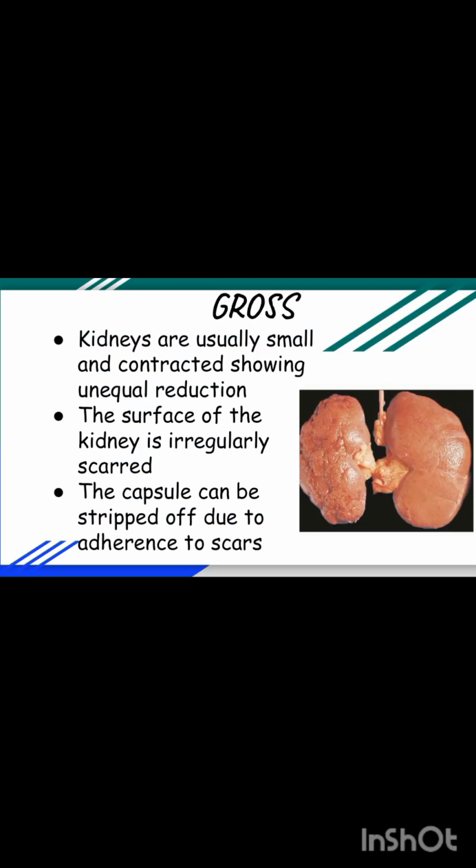On looking at gross features, kidneys are usually small and contracted, showing unequal reduction. We can see here this is the normal kidney, and this is the kidney which has undergone chronic pyelonephritis. We can see this is contracted and there is unequal reduction in this kidney. The surface of the kidney is irregularly scarred. We can see the scarring of the surface here. The capsule can be stripped off due to adherence to the scars also.